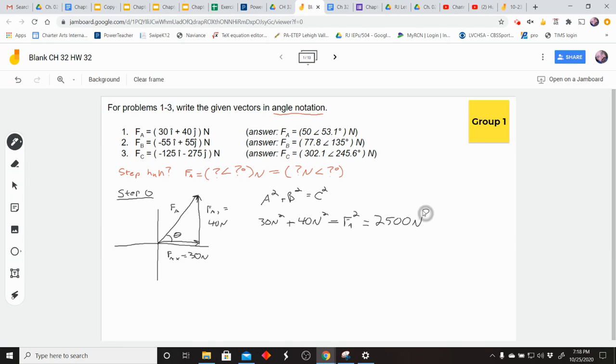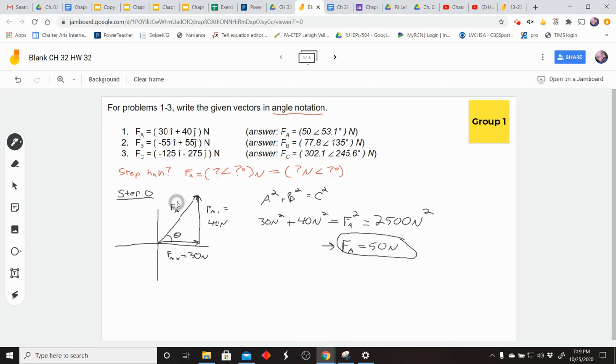2,500 newtons squared. Okay, but we don't want F sub A squared. We want the square root of that. So you get to take the square root of that number. And I picked this so that it would be a 3, 4, 5 triangle, which means we're going to end up with F sub A having a magnitude of 50 newtons. So that'll be part of our answer. So let's circle that.